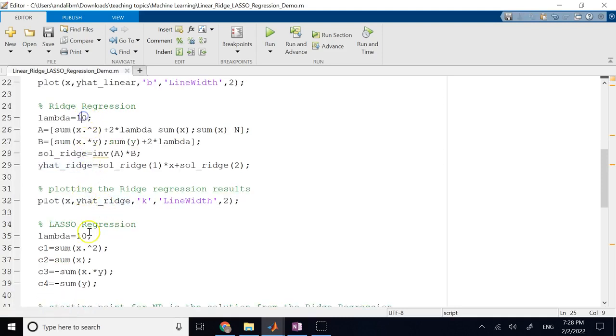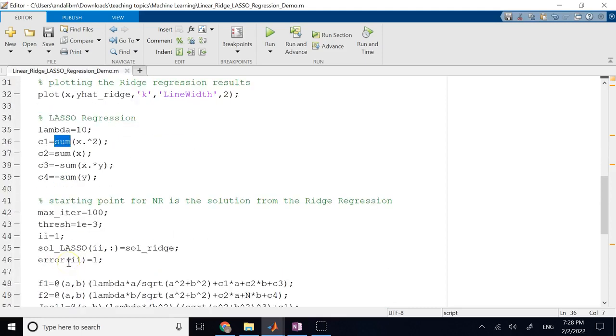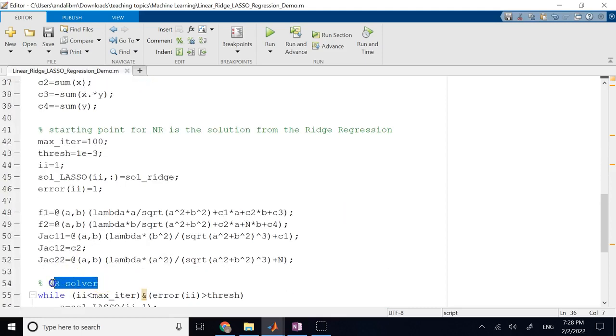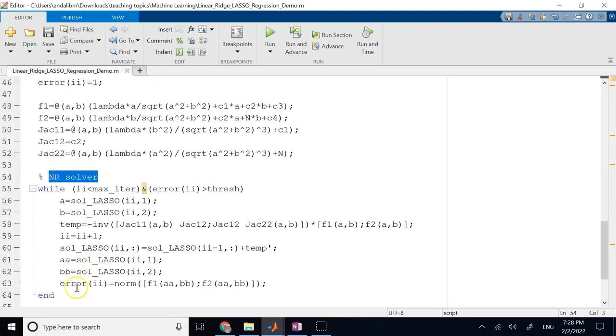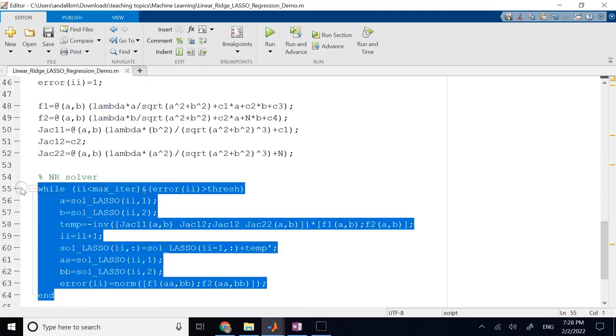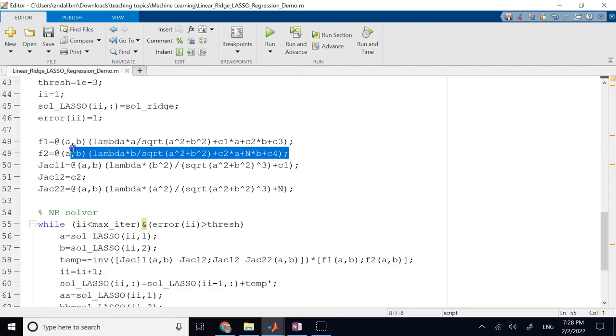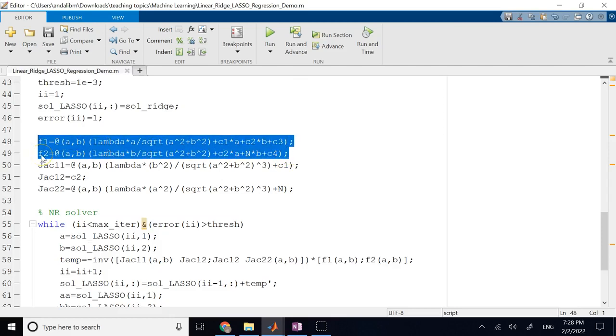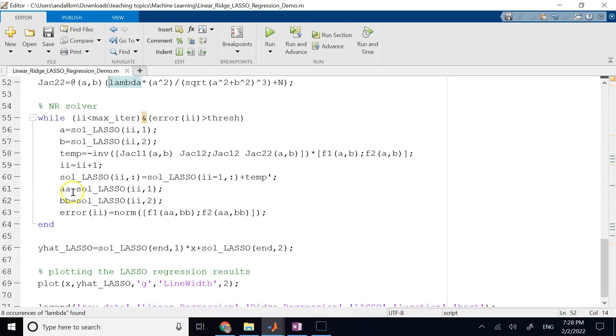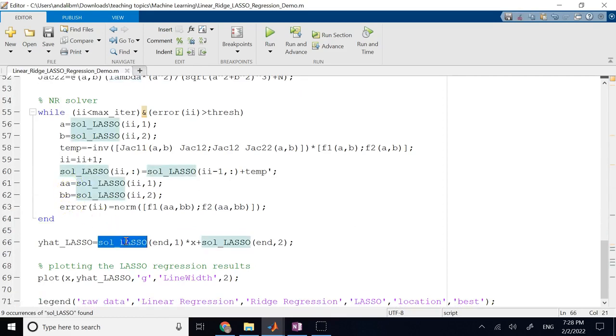And then for the same lambda, I use the lasso. And for lasso, I definitely have to use a loop of Newton-Raphson to get to the final answer. Clearly, my functions are two nonlinear functions, so I use Newton-Raphson to solve it. And then I plot the lasso, and let's see all of them next to each other.